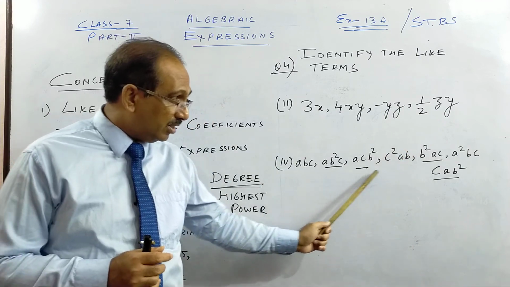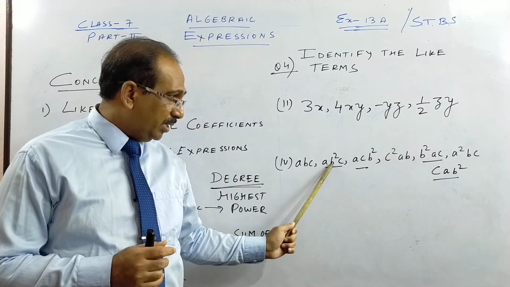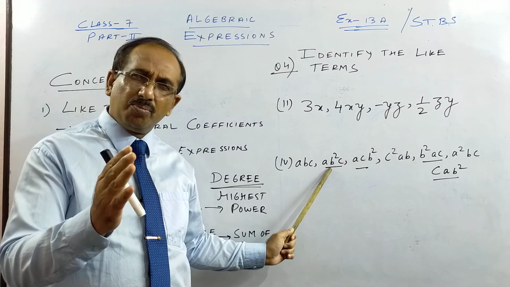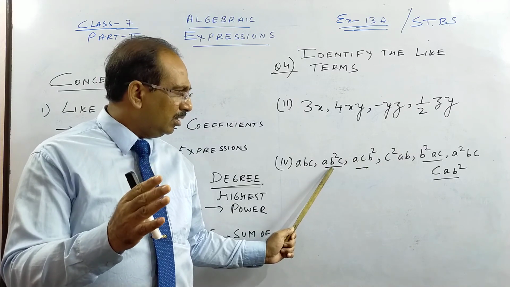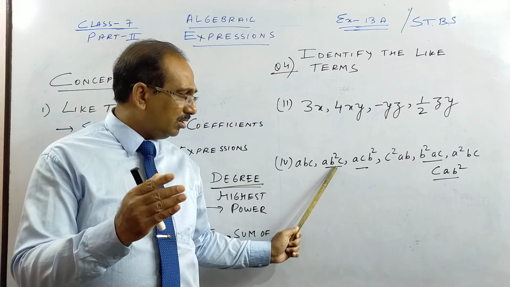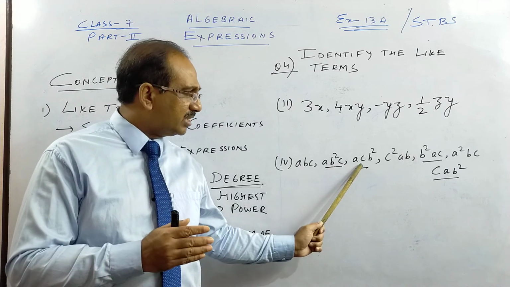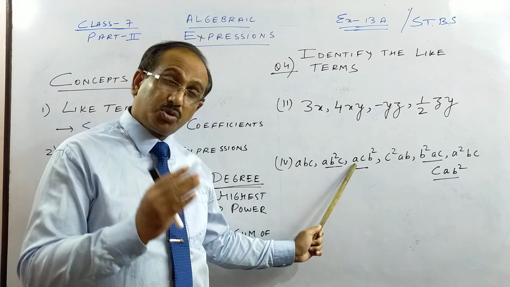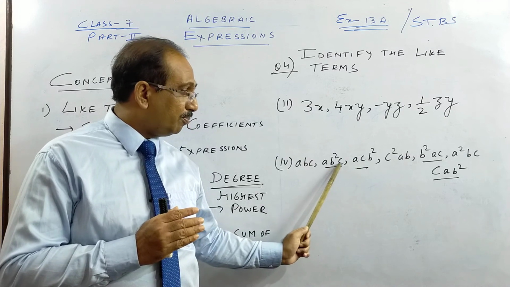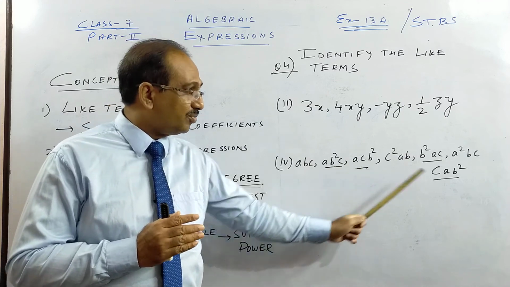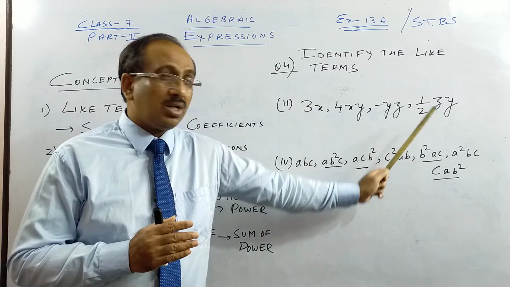In the same way here I have underlined for you a, b square, c, a, c. Order is not important, children. The literal alphabets should be the same. Order is immaterial, but it should be multiplication. It cannot be plus or minus in between. So these 4 are like terms. These 2 are like terms.